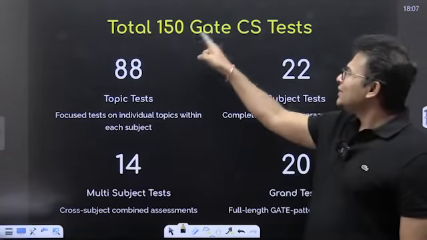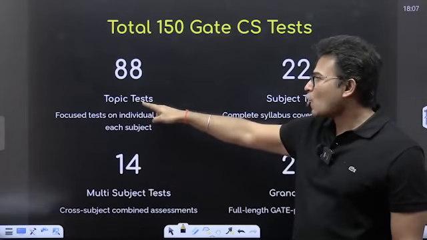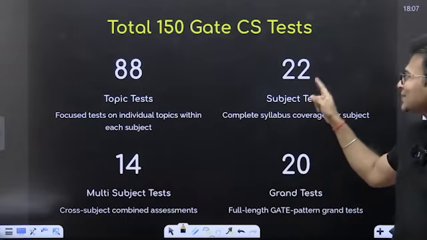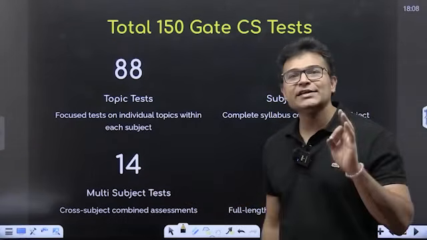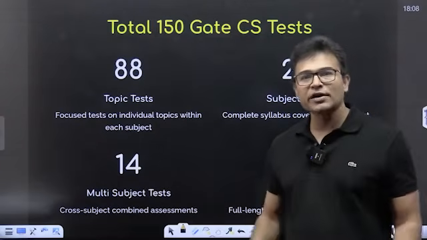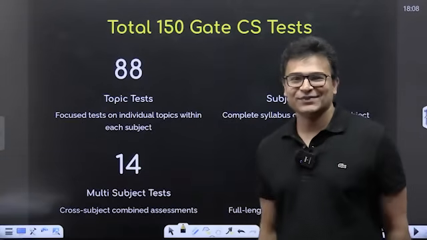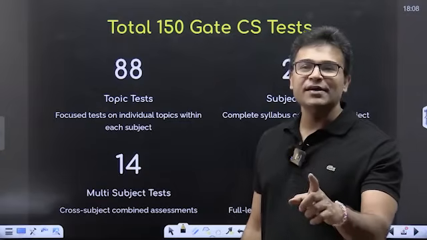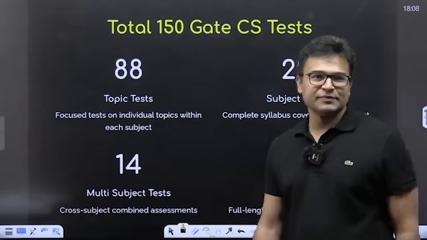So the total GATE CS tests that are available now on the platform are: topic wise tests, 88 tests are available; subject wise tests, 22 tests are available; multi subject tests, 14 tests are available; and grand tests, 20 tests are available. Already these are available. You can start writing the tests. And all these questions are prepared by people from IISc, and you will love the test series. It will be a GATE level test series. Right?